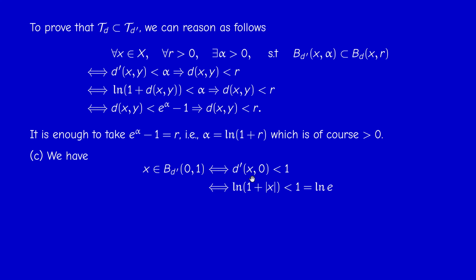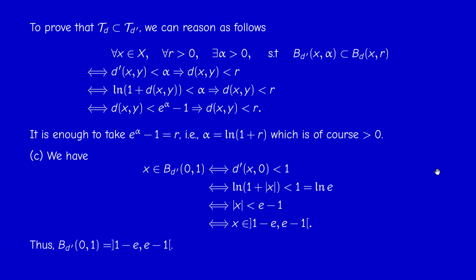But D prime of x and 0 is by definition ln of 1 plus absolute value of x minus 0, which is just absolute x. And this is less than 1 if and only if what is inside the ln is less than e, the exponential number. So 1 plus absolute x is less than e is equivalent to saying absolute x is less than e minus 1. And this means that x is between 1 minus e and e minus 1. Okay, so the ball is just this interval 1 minus e, e minus 1 open.